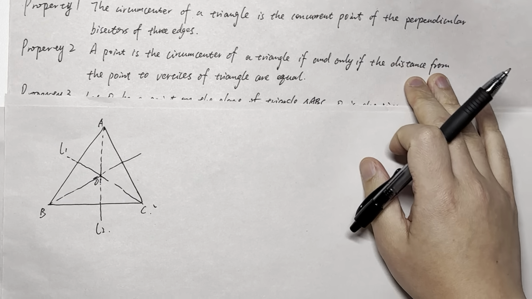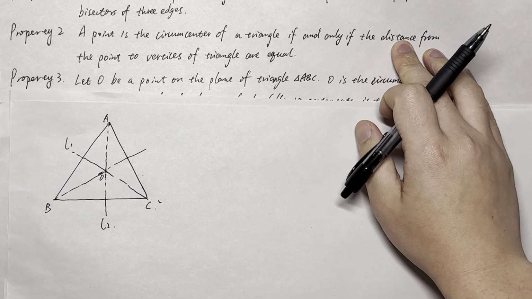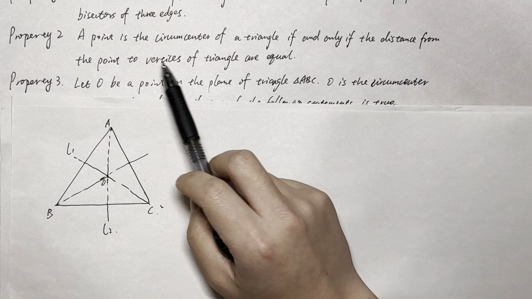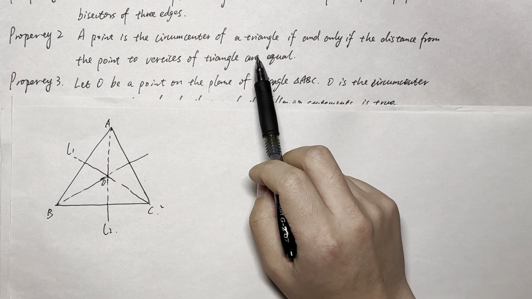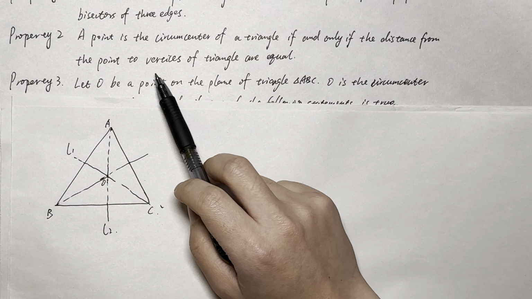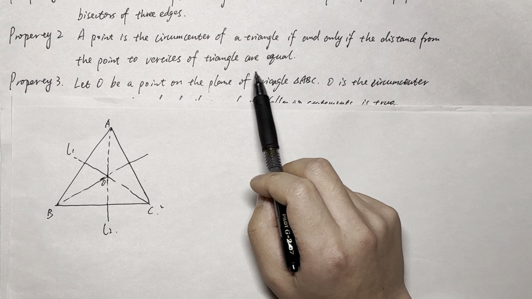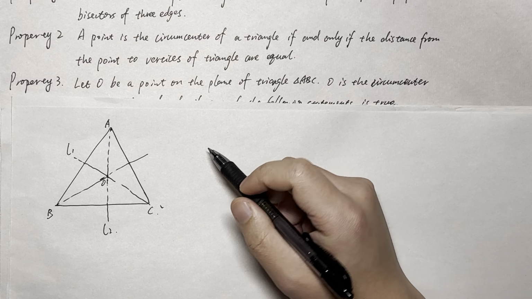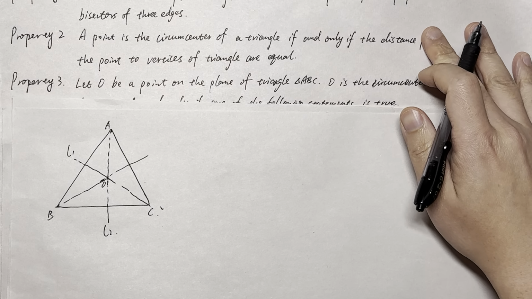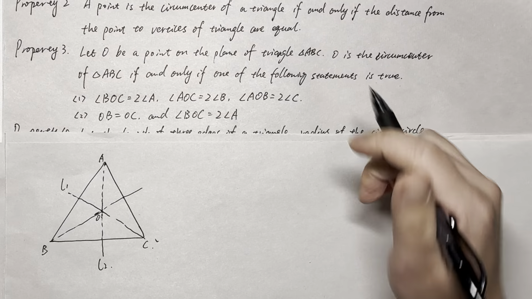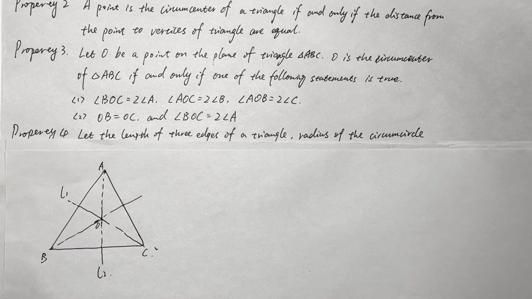Property 2. A point is the circumcenter of a triangle if and only if the distances from the point to the vertices of the triangle are equal. Yeah, that is obvious, so we're not going to prove it. And property 3.